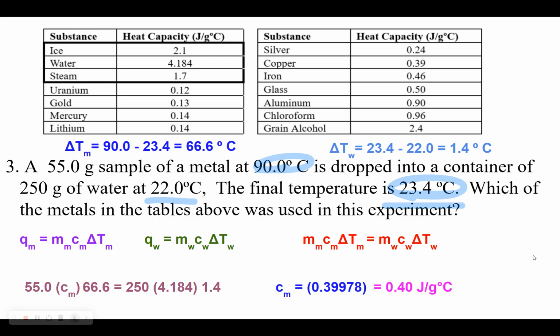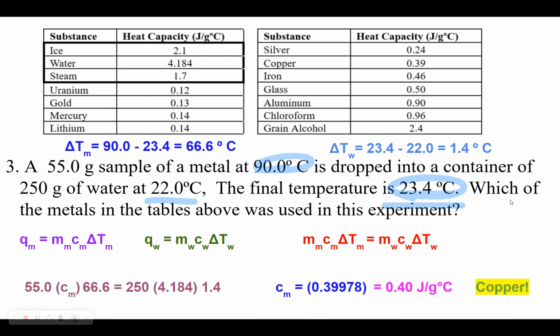And while nothing is exactly 0.40, the closest option in the table is copper at 0.39. So that is our best guess based off of these calculations, the best we can do. And with our rounding, we did round that up just that little bit, so that's a pretty plausible guess with our measurements. If we want to get more precise, we could get a better thermometer, a better mass, or both.